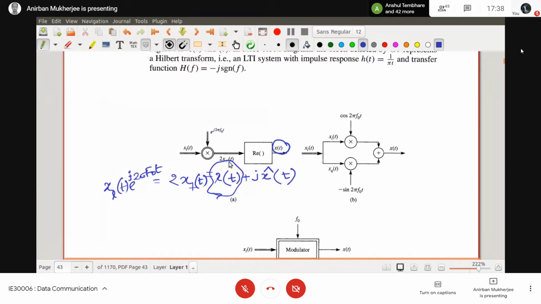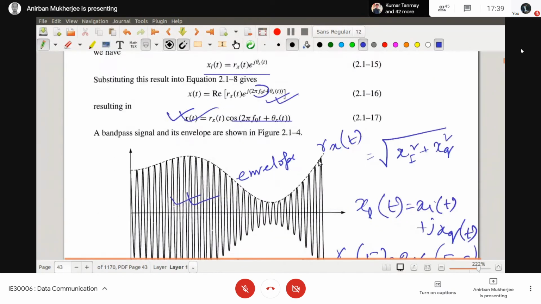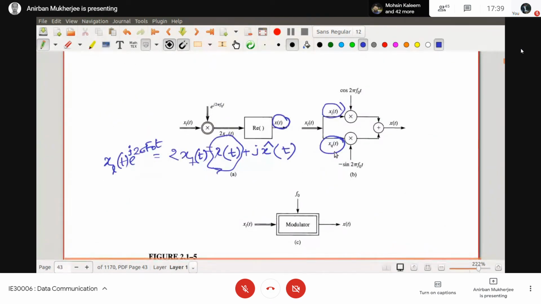Now, this is the complex modulator. If I do the real modulation, I am just breaking x_l(t) into the in-phase component x_i(t) and the quadrature component x_q(t). With x_i(t), I multiply cos 2 pi f0 t, and with x_q(t), I multiply minus sin 2 pi f0 t, and add them up, and I will get x(t). This is the formula that we discussed. So this is the complex modulation in general, and this is the real modulation.